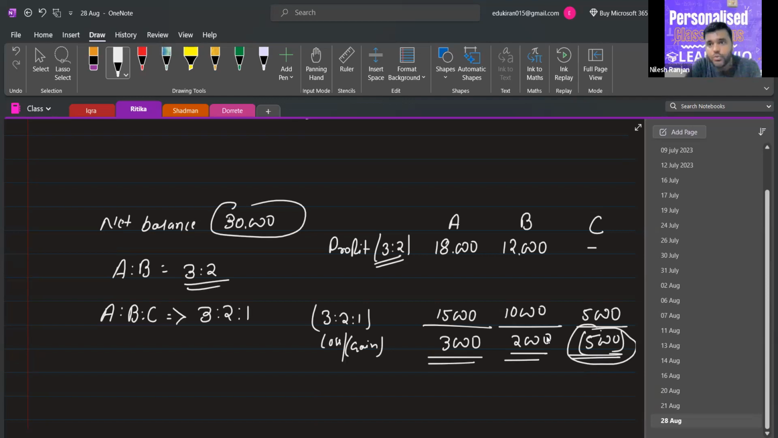If we don't distribute it right now, if you don't close the accounts right now, then you will get this amount in future as a profit. So that's why you have to return this money to us right now. And C has to pay A and B 3,000 and 2,000, total 5,000.